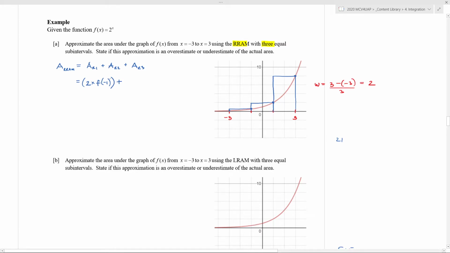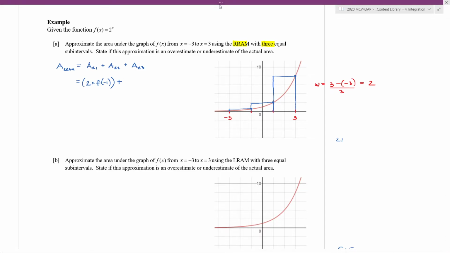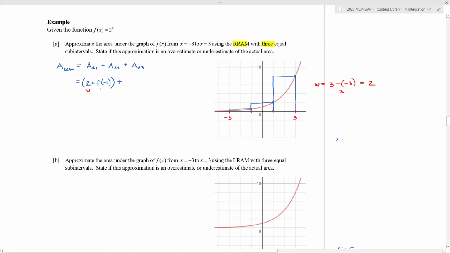Add to that the area of rectangle 2. So again, this is the width, this is the height. For the next rectangle, the width is still 2, so it's 2 times the height. Now the height is just f at 1. In other words, this height here is f at 1.